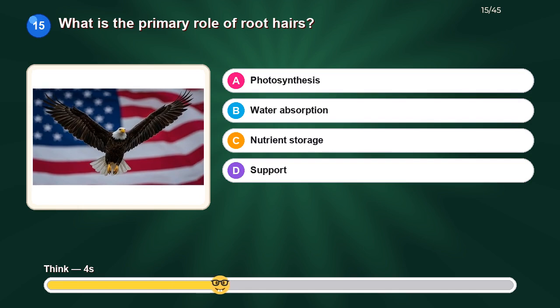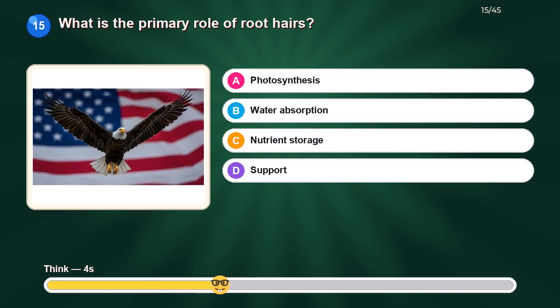What is the main function of the style in the flower? Option A, attracting pollinators. Option B, connecting stigma to ovary. Option C, producing pollen. Option D, protecting the ovary. The correct answer is connecting stigma to ovary.